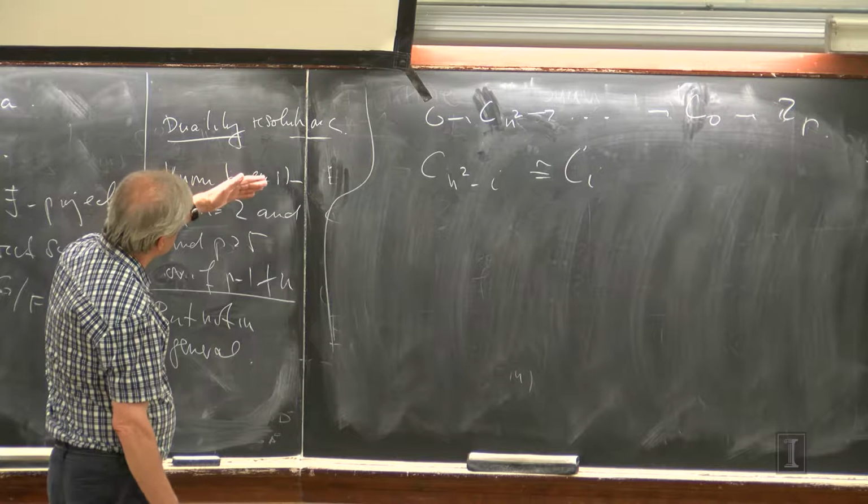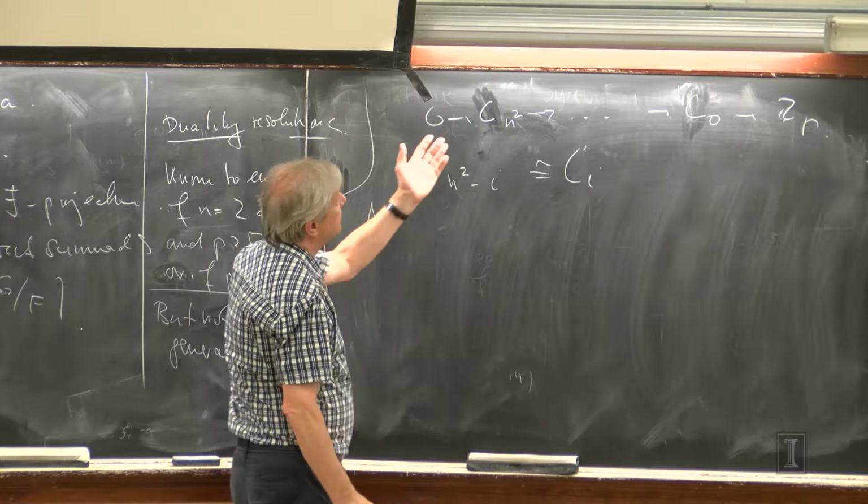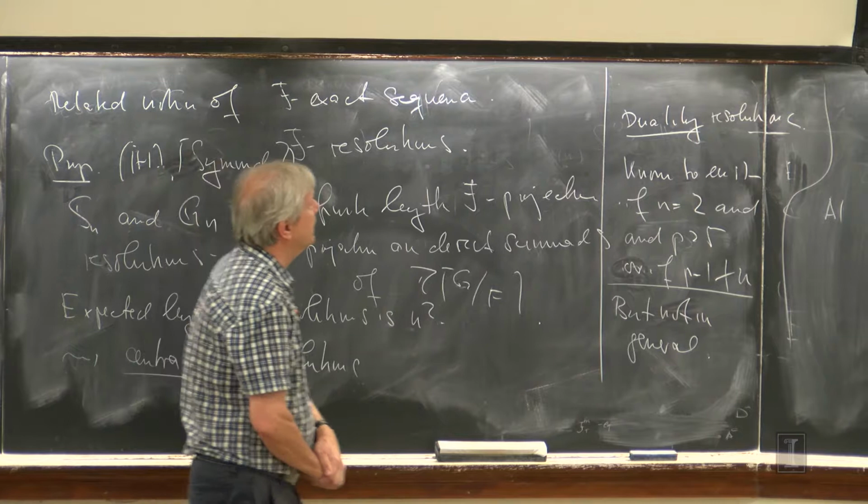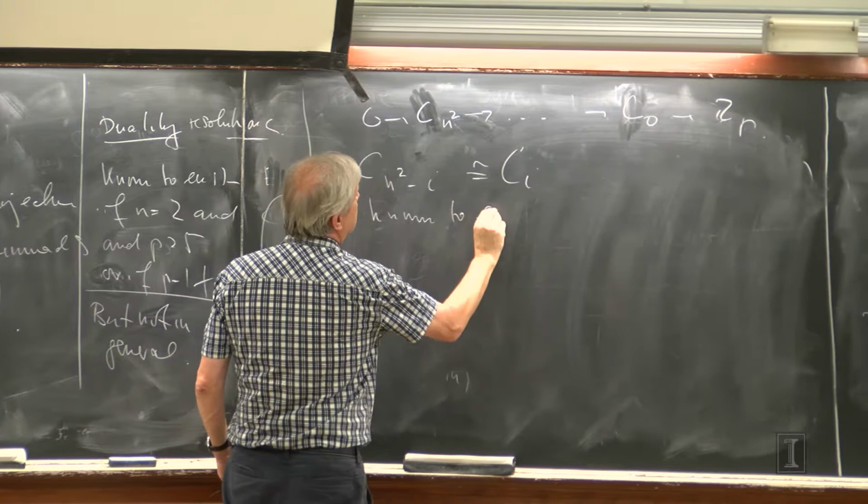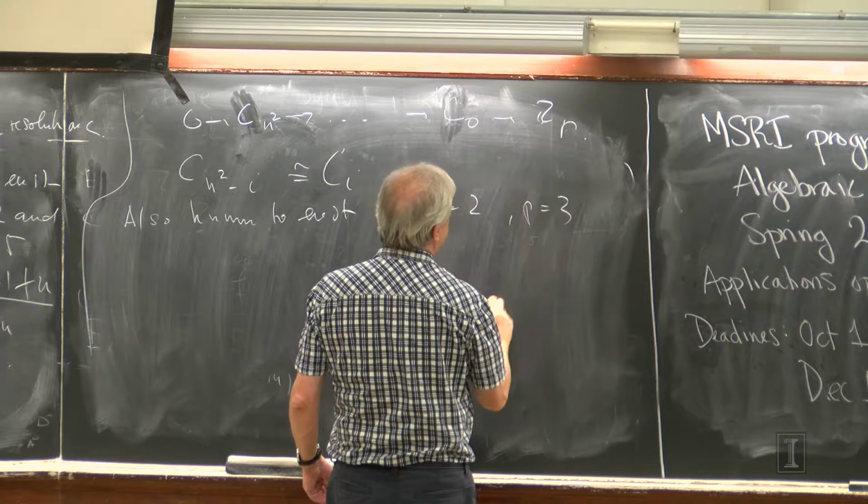So in this range, these will be projective resolutions which have this duality, this self-duality behavior. But they are also known to exist if n is equal to 2 and p equal to 3, and n equals 2 and p equals 2.